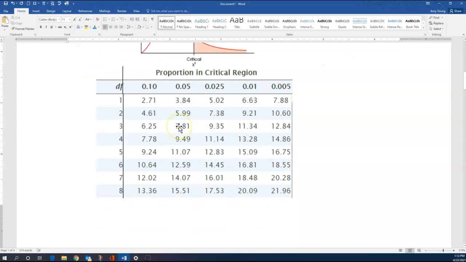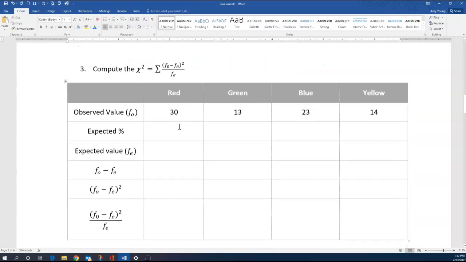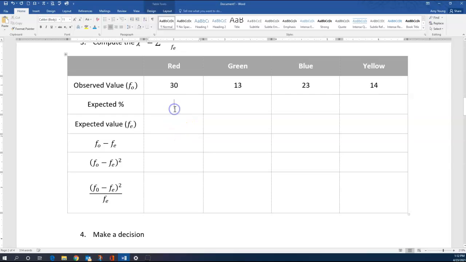Okay, so now let's actually figure out our test statistic. If you'll remember from the previous one, we said that our expected percentage was 25% because we expect it to be even across the board. So I'm just going to fill in that 25% across the board there. And then we're going to get our expected value.